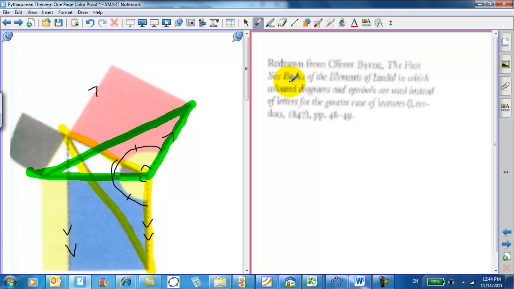Okay, yeah, there's Euclid's Elements of Euclid there. That's the original source, and this guy seems to have put together a nice colored diagram just in one page.